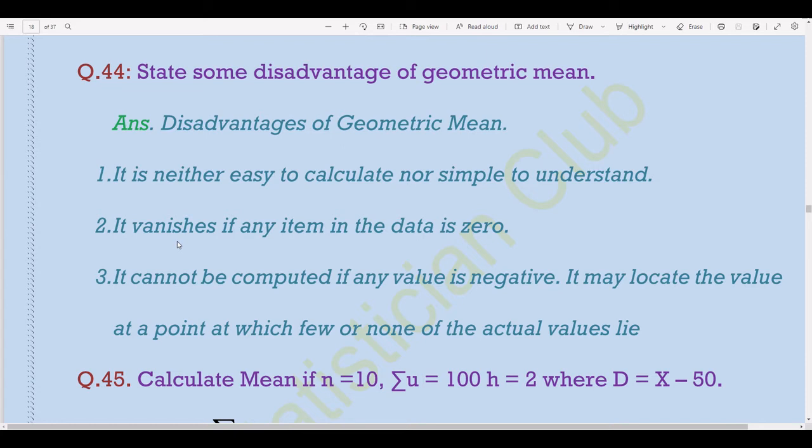Number 3, it cannot be computed for any negative values, because when you take negative values, after multiplication its answer will be negative, and by taking the square root or logarithm, it is difficult to find. So it cannot be computed. Number 4, it may locate a value at a point at which few or none of the actual values lie.